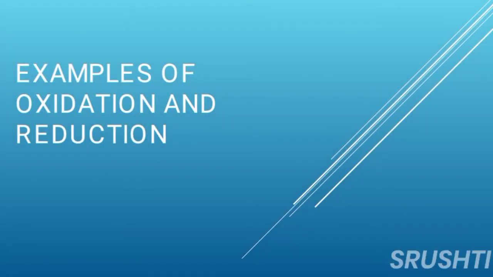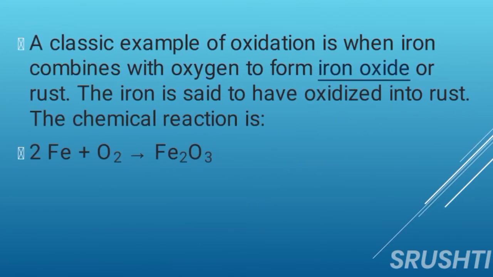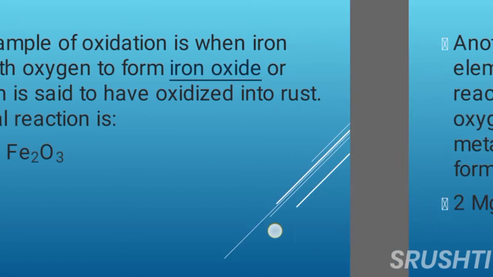So here are the examples of oxidation and reduction. A classic example of oxidation is when iron combines with oxygen to form iron oxide, or rust. The iron is said to have oxidized into rust. The chemical reaction is 2Fe + O2 gives Fe2O3.